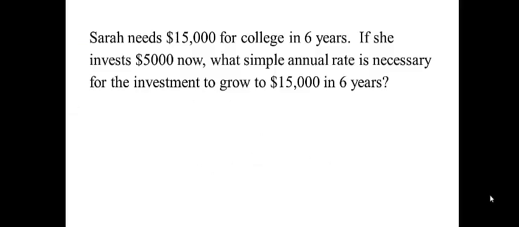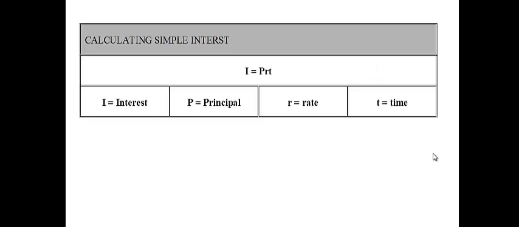Sarah needs $15,000 for college in 6 years. If she invests $5,000 now, what simple annual rate is necessary for the investment to grow to $15,000 in 6 years? Since we're using simple annual rate, we'll use our simple interest formula. I equals PRT. I is our interest, P is the principal, R is the rate, and T is time. Time is given in years.